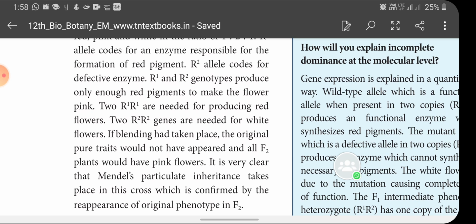Actually, the red color of the flower is due to the red pigment, which is controlled by an allele called R1. Two R1 alleles are necessary for the red color of the flower. The two R2 alleles inhibit the enzyme, so it does not express any color, and the flower is white. But in the F1 generation, one allele is R1 and the other is R2. What happened? Half red and half white, so the resulting flower is pink in color.